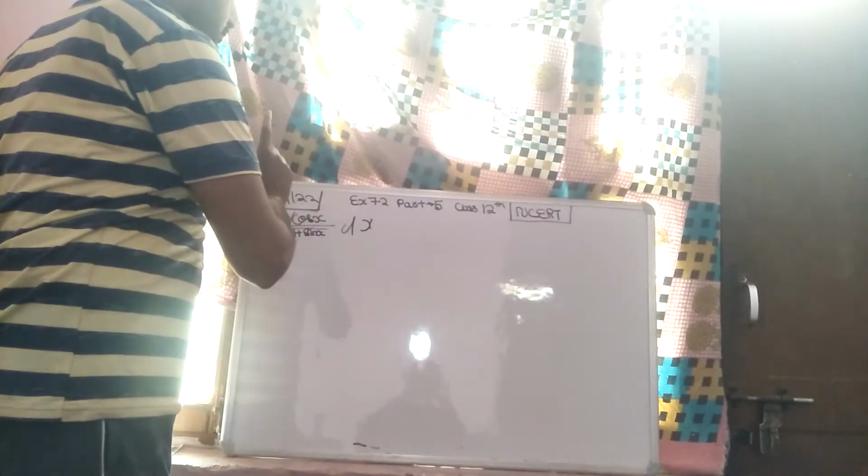Question number 28, exercise 7.2. We have to integrate cos x upon 1 plus sin x. The method is substitution method. We have the same method: put 1 plus sin x equal to t.